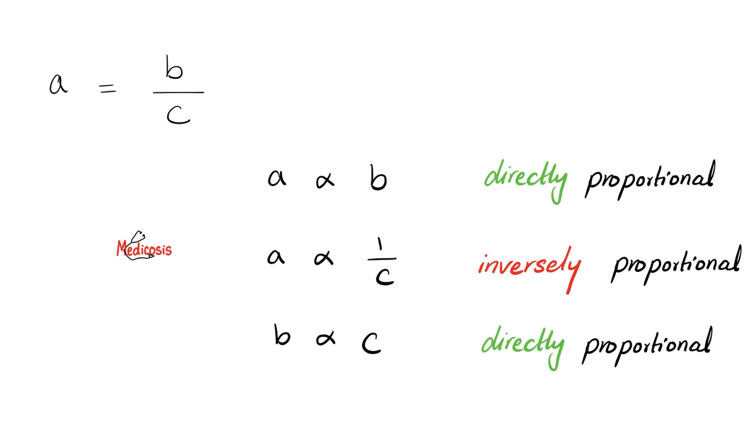Next, some relations. If I write an equation like this, A equals B over C, it means that the relation between A and B is directly proportional. If B goes up, A goes up. If B goes down, A goes down, provided that C remains constant. If I write it like this, it means that the relation between A and C is inverse. If C goes up, A goes down. If C goes down, A goes up, provided that B remains constant, of course.